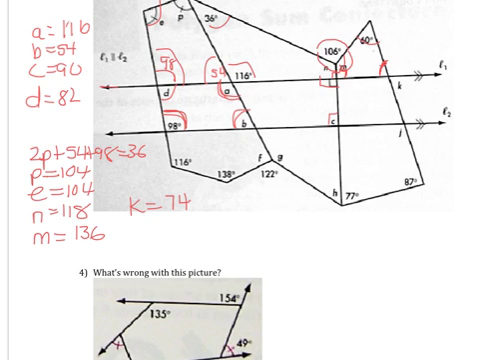And then if K is 74, then this one here is also 74. So now you can figure J. J is 106. And what else do we need? We need F and G.